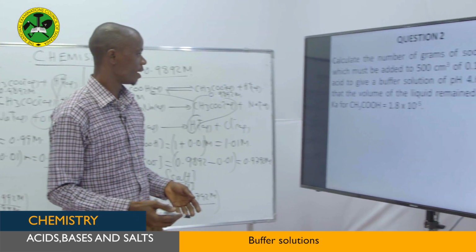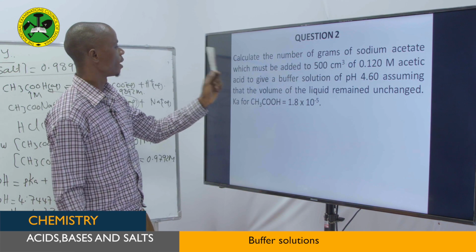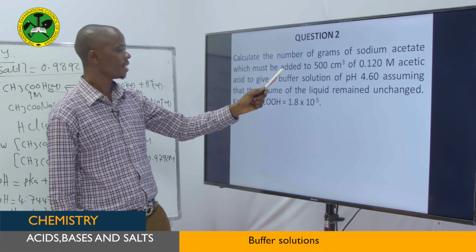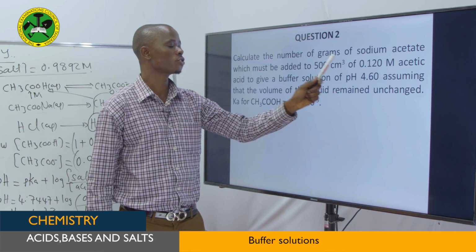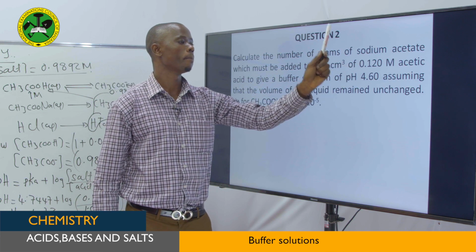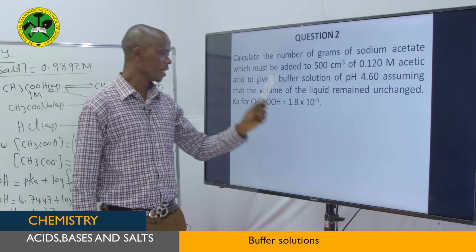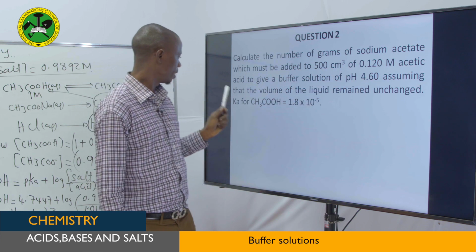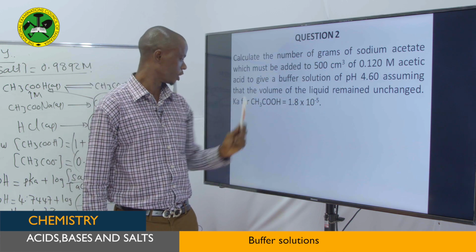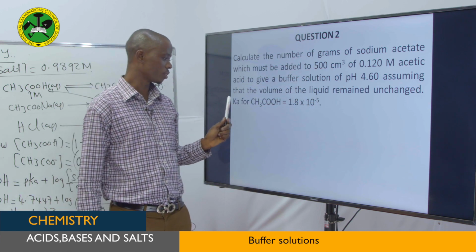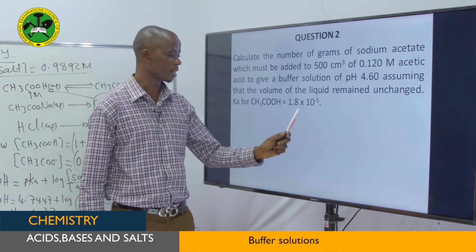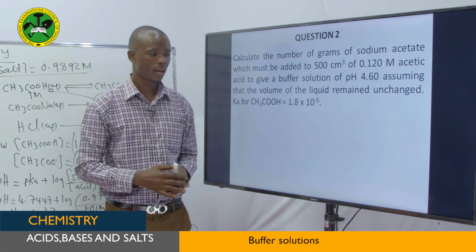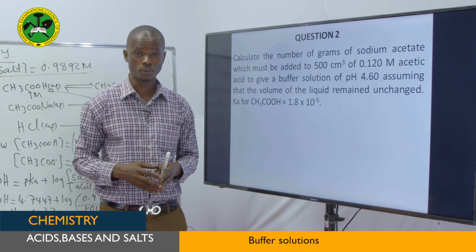It is very simple. Now question number 2 says, calculate the number of grams of sodium acetate which must be added to 500 centimeter cubic of 0.120 molar acetic acid to give a buffer solution of pH 4.6, assuming that the volume of the liquid remains unchanged, and you are given the ionization constant for the acetic acid is 1.8 times 10 raised to negative 5. I think I can guide you how to solve this problem. It is also very simple.